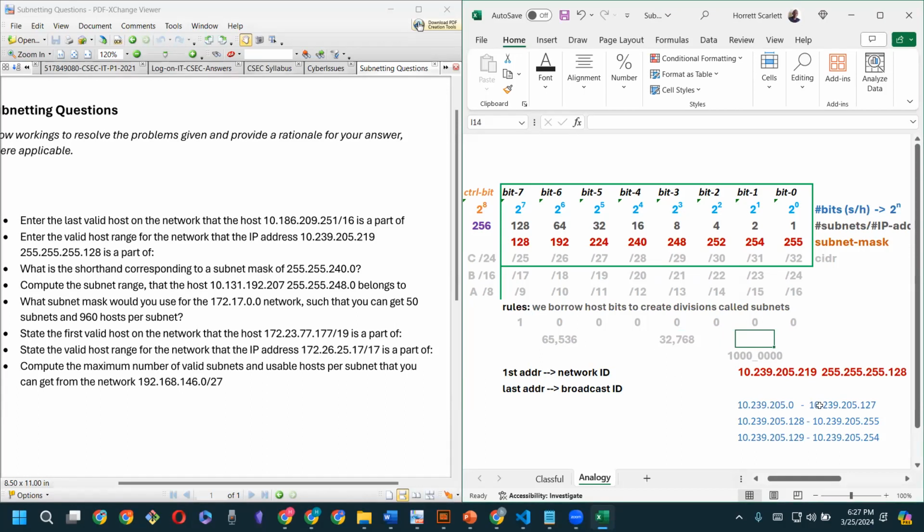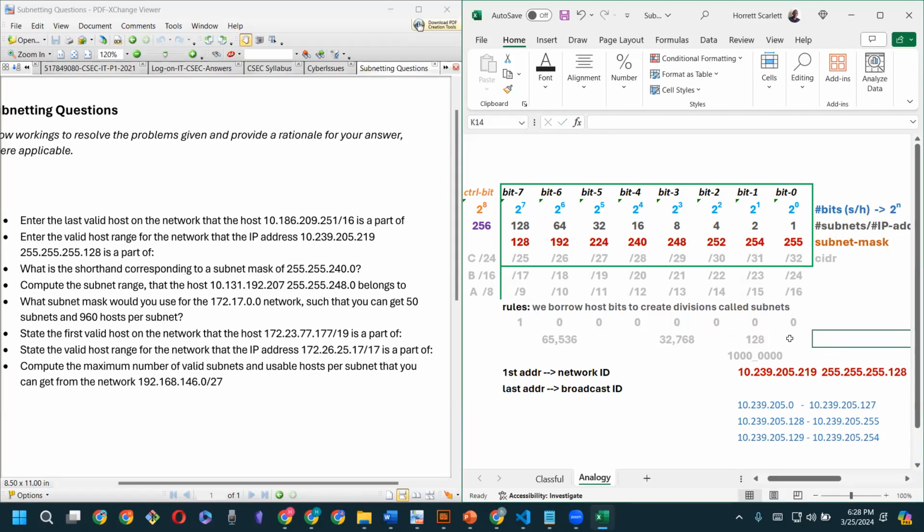Sir, is a block size the increment value? Yeah, the block size or the increment value have different names. Increment value, block size. What is that in this instance? It says 128, sir. Tell me the value. 128. How do we know it's 128?